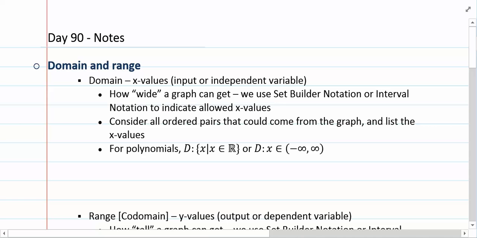Day 90 Notes, Advanced Algebra 2. Today we're going to talk a little bit more specifically about domain and range and how we could create lists of numbers that satisfy domain and range when we're working with mathematical functions.